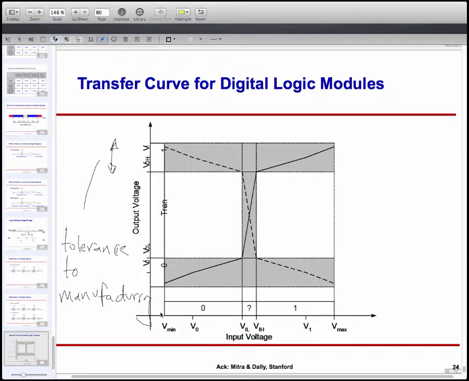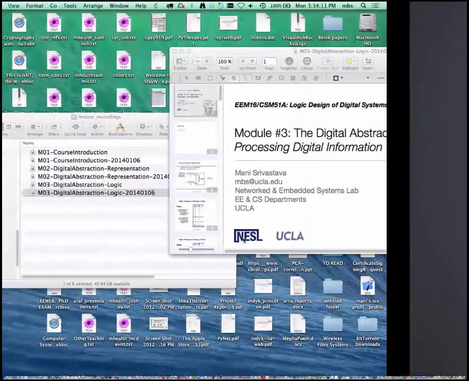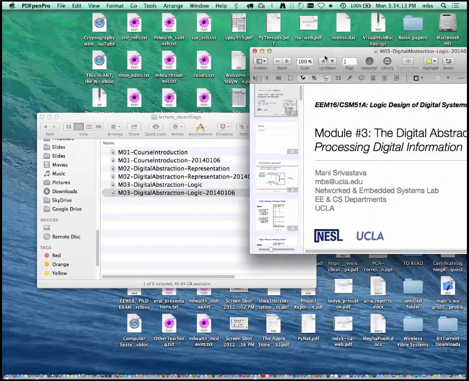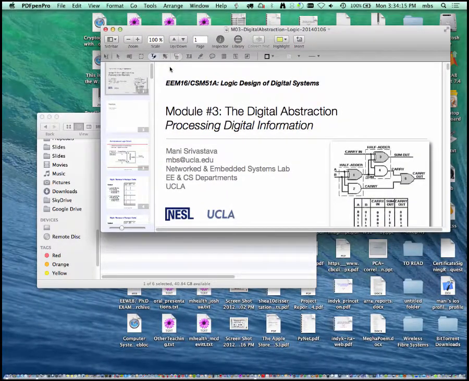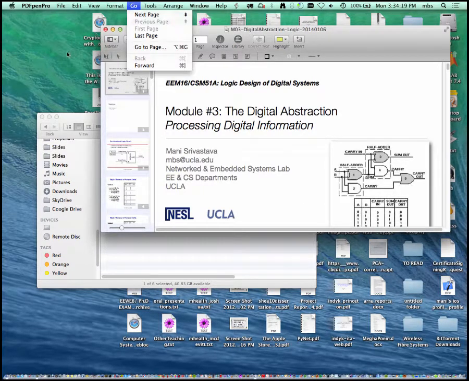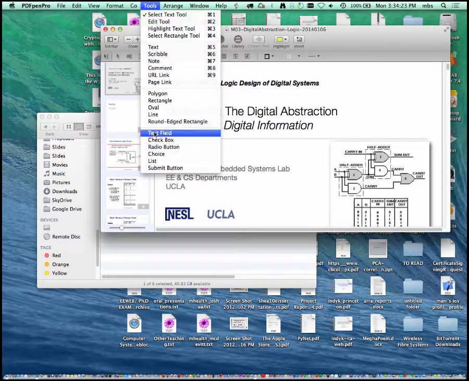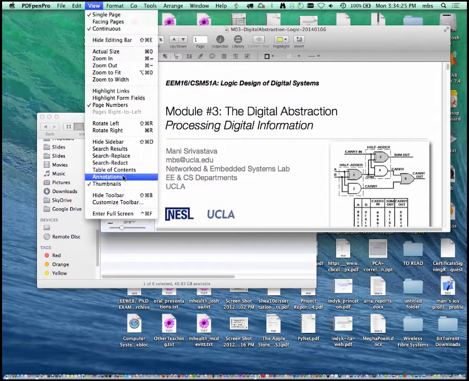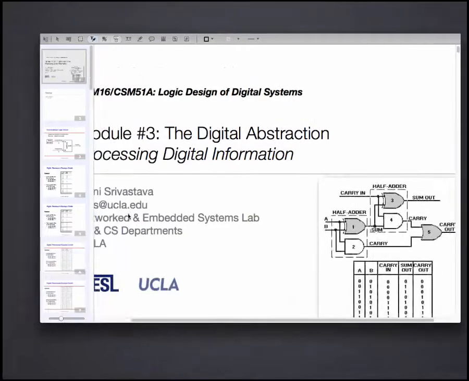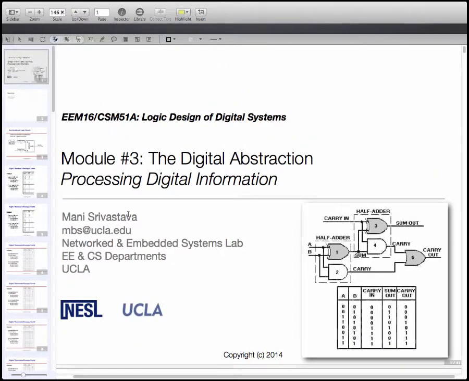Okay, so that closes this particular module. The next one we are going to start on: how do we process these things?